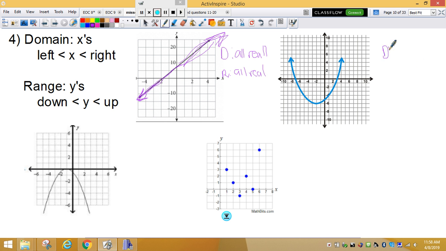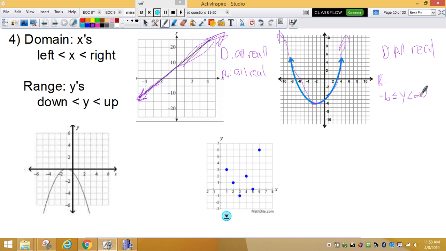Your domain. Domain goes left to right. Well, it's going to keep going left, left, left, and it's going to keep going right, right, right. So your domain is all real numbers. Your range. Range goes down to up. So it goes down to -6. That's how far down we go. It touches at -6, so I'm going to put that line under it. Range is y. And then how high up will it go? Well, those arrows mean it keeps going, so it's going to go up to infinity.